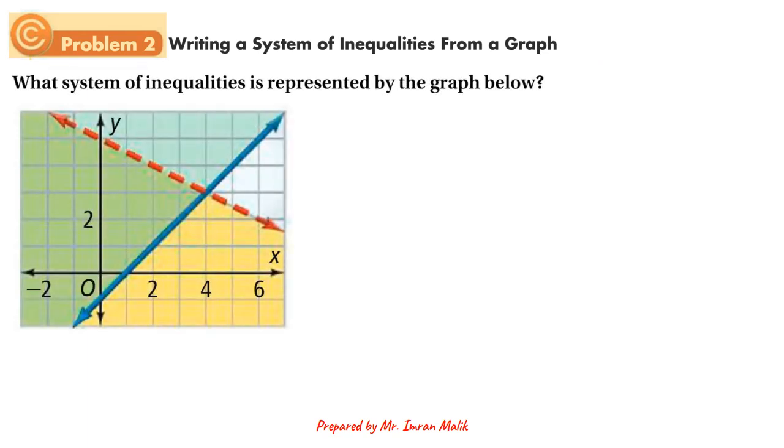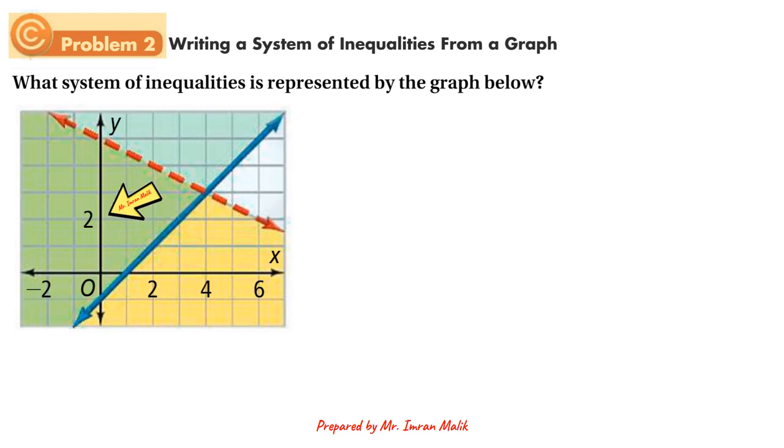The question says, what system of inequalities is represented by the graph? By observing the graph, we can see there is one red dotted line and one blue solid line. Also, we see a yellow region which is shaded below the red dotted line and a blue region which is shaded above the blue solid line. The solution to the inequality is the overlapping of the two regions, i.e. blue and yellow, which is shaded as green.